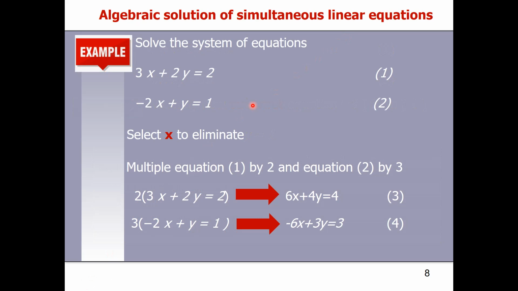The second example here: solve the system of equations 3x plus 2y equals 2, and the second equation is minus 2x plus y equals 1. Now let's also eliminate x.